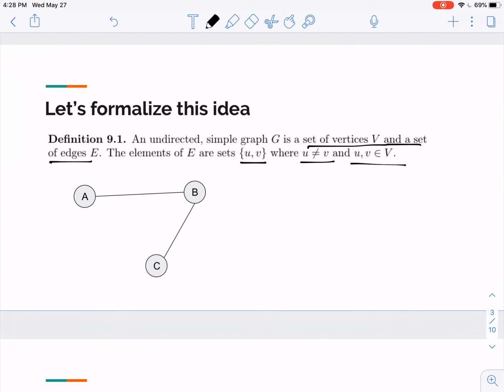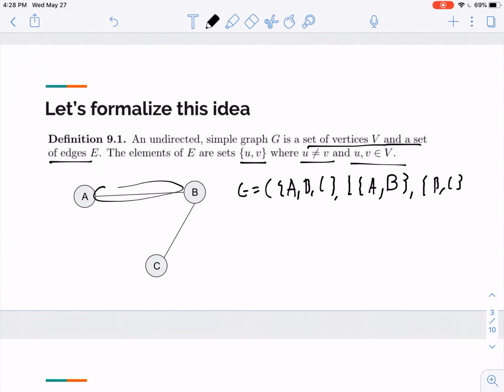Here, the graph is equal to first, and we often write the vertices and the edges as a tuple. So first the vertices are A, B, and C, and then the edges are first the set AB, which corresponds to this edge, and then the edge BC, which corresponds to this edge.